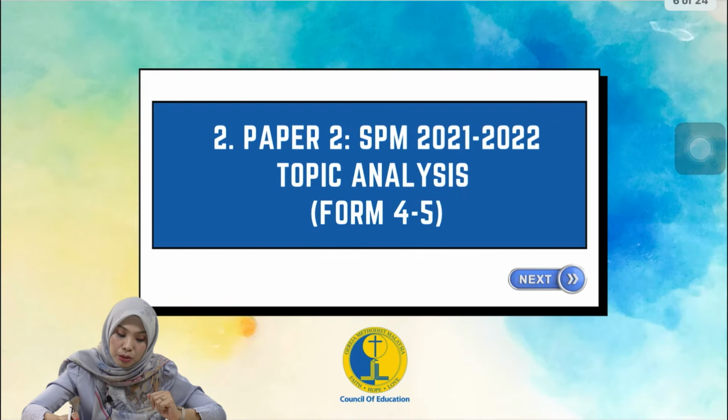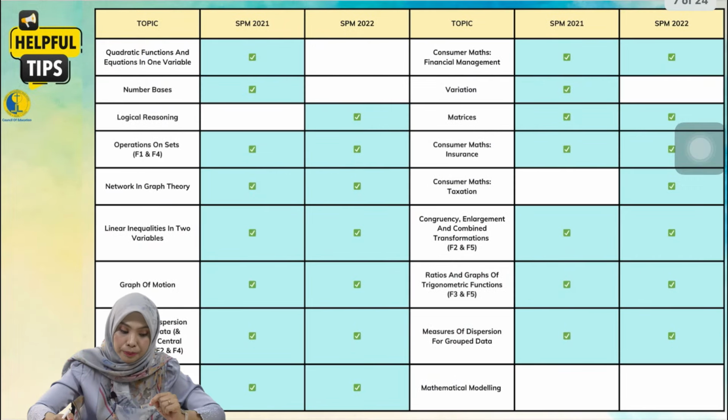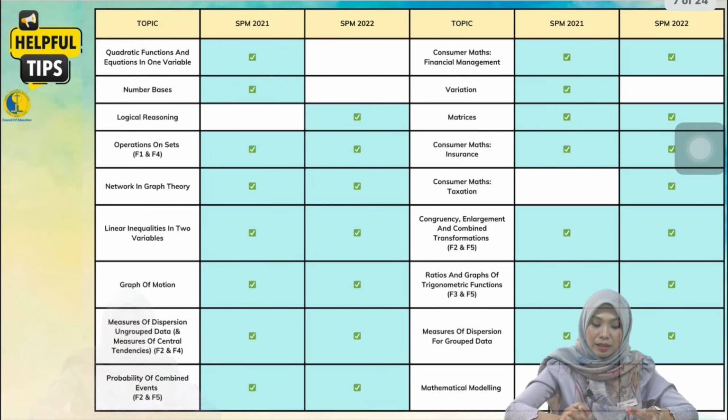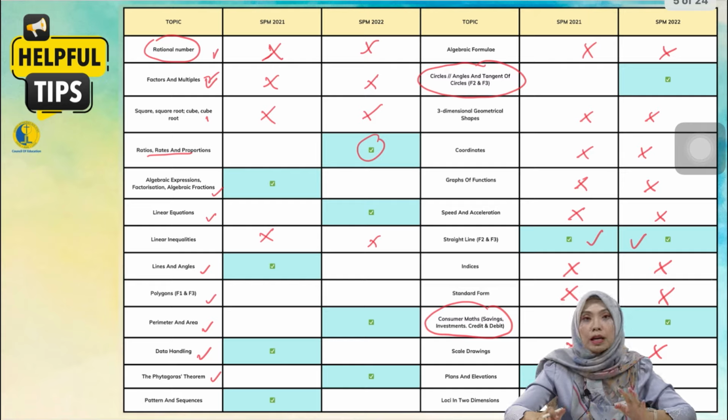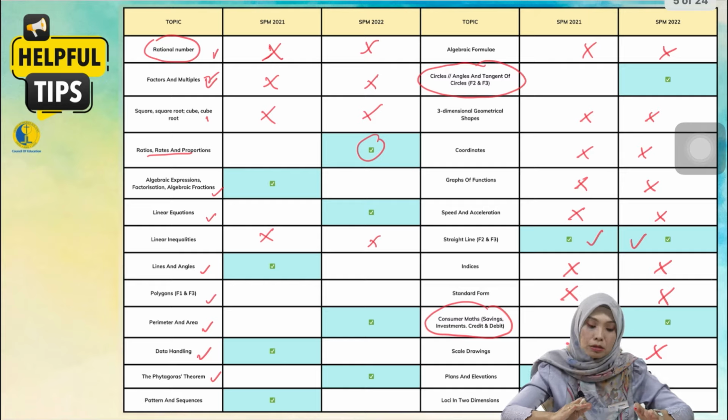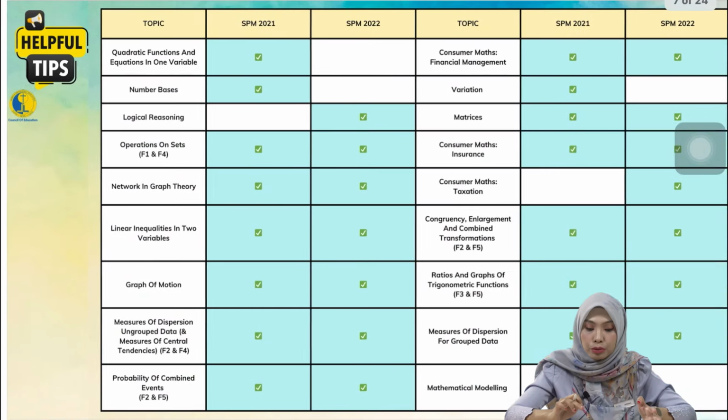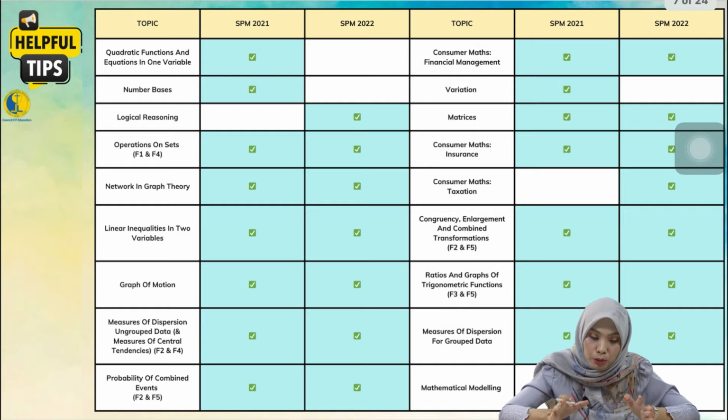Okay, so let's continue with our Paper 2 topic analysis, but only for Form 4 and Form 5. Let's take a look. As you can see, let's go back to the previous slide. For Form 1 and Form 3, you see a lot of white color. That means not many topics were tested in Paper 2. But when you go to Form 4 and Form 5, wow, you see lots of blue colors.